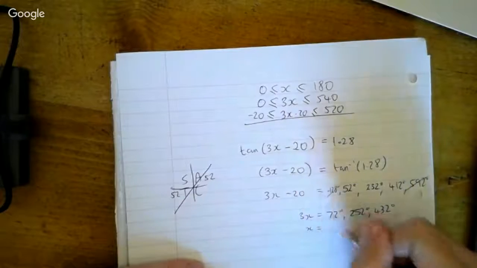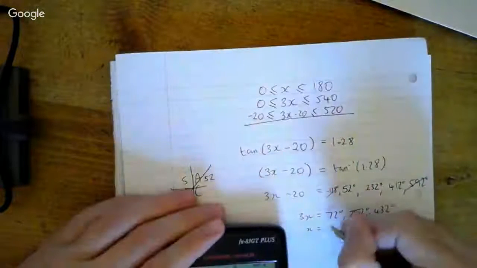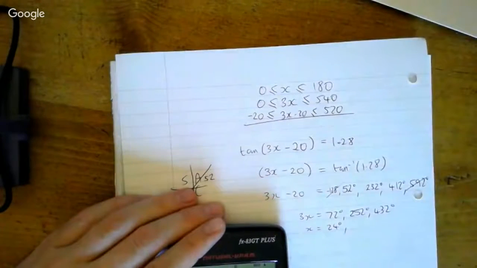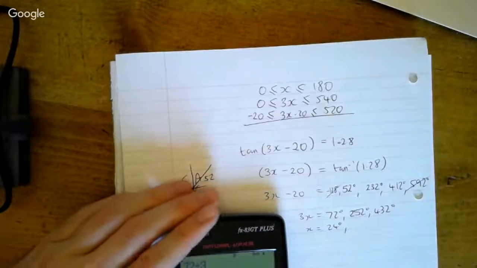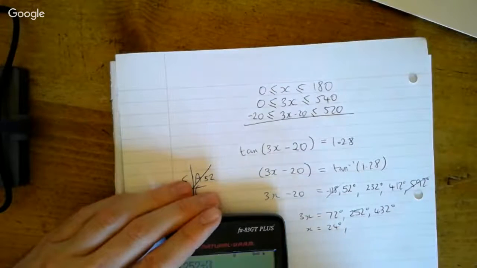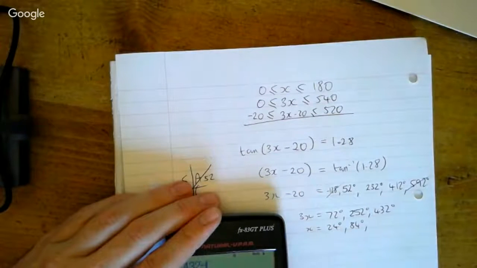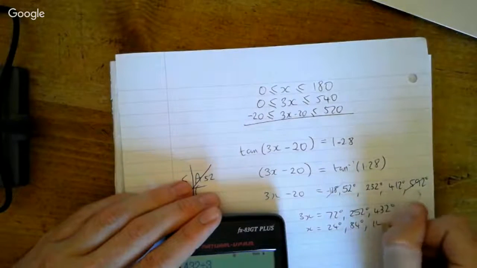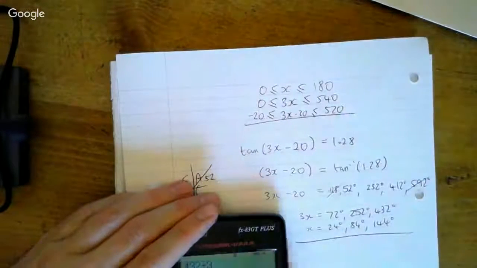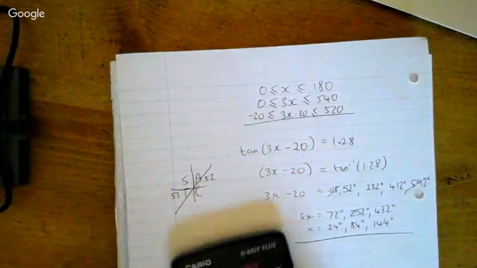And then finally, I divide each of them by 3. I think I know the first one's 24, but I'll double check. 72 divided by 3 is indeed 24. 252 divided by 3 is 84. And finally, 432 divided by 3 is 144. My solutions.